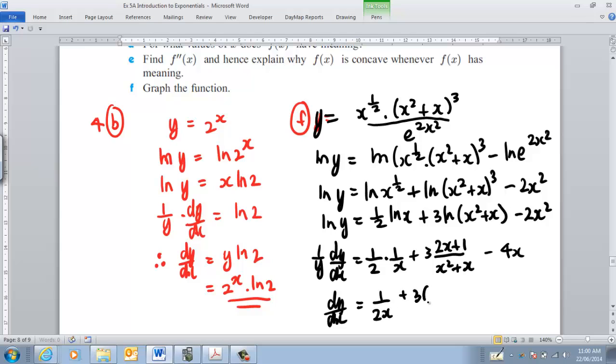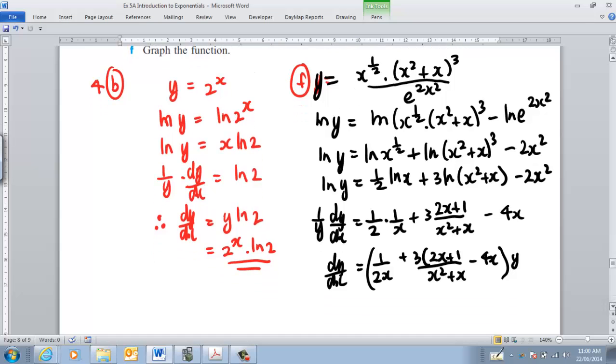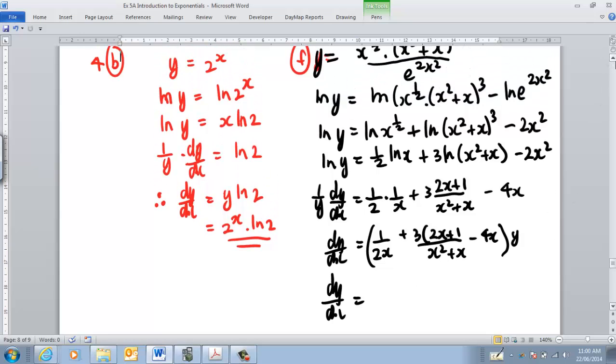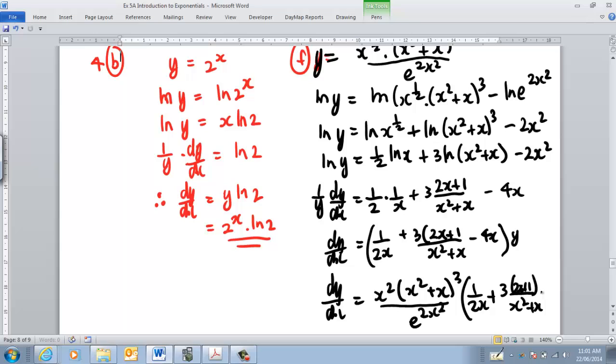So I can say that dy/dx is equal to 1 over 2x plus 3 lots of (2x plus 1) all over (x squared plus x), take 4x. Now I need to times that all by y. So the way I can represent that as my final answer is to say dy/dx is equal to, now what was my original y equal to? My original y was a fairly ugly looking thing: x^(1/2) times (x squared plus x cubed), all over e to the 2x squared. That's my y value, and then I've got that 1 over 2x plus 3 lots of (2x plus 1) all over (x squared plus x), take 4x.